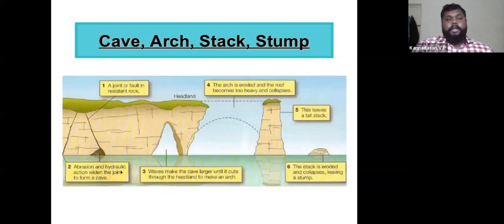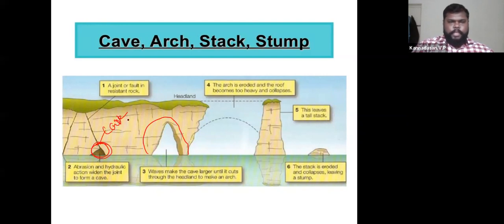Abrasion happens, hydraulic pressure will be there. Okay, attrition, corrosion, chemical reaction. With all these things, what happens is a small hole would be created on a mountain structure, or a huge rock structure that is there in the oceans. After a certain period, this attrition and corrosion continuously happen for thousands of years, thereby making the hole even bigger. First it would be a cave.